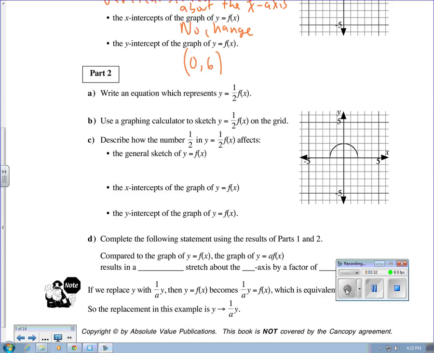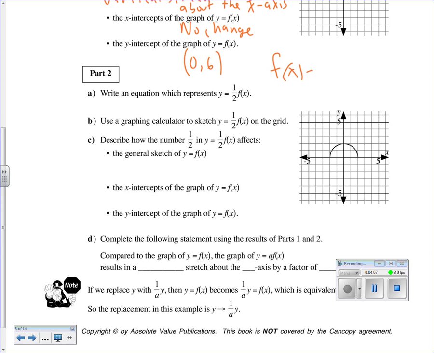I've slid down to part 2. I'm wondering if you can hypothesize what happens when I have a half sitting out in front of the f of x. So I've got a graph that I don't really have the equation for. It's not defined by anything that I recognize. Do you recognize what that graph looks like? I'm actually still trying to make use of my f of x graph from part 1. So my f of x is still that same definition as being the square root of 4 minus x squared.